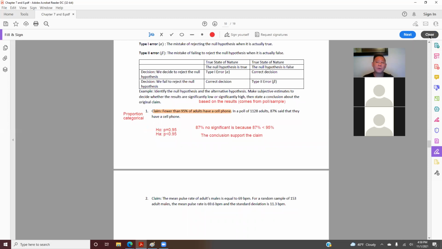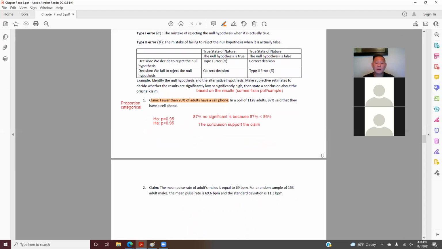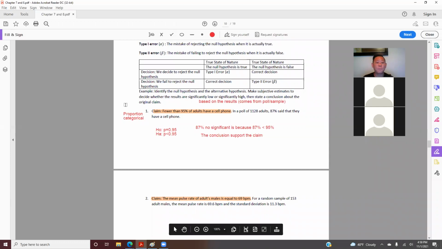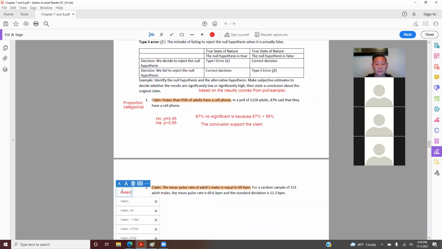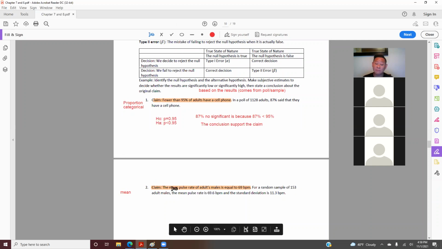Okay. Read question number 2. There is a claim statement. The claim statement says that the mean pulse rate of adult male is equal to 69 beats per minute. So this is the claim statement. As usual, the first thing we talk about here is: is this proportion or is this mean? Mean, because the question is using the word mean.